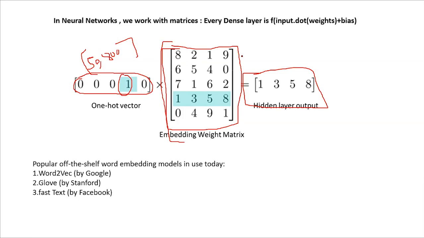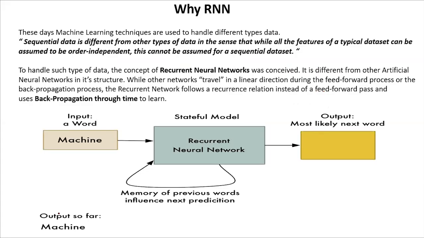Okay, so let's move to the next. So we have covered word embeddings. That was a basic prerequisite for understanding what RNN is, because until then you will not understand how RNN works. So basically, why RNN? That's the main question. We have got artificial neural networks, we have got CNN, convolutional neural networks, so why RNN?